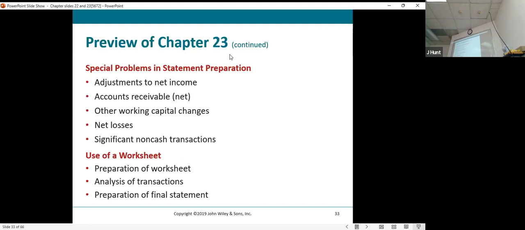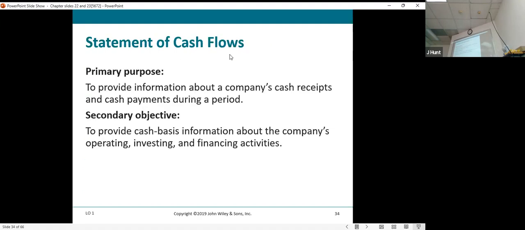So, some special problems. The chapter also talks about some challenges we have with preparing the statement, and then lastly, use of a worksheet. I've never actually used a worksheet to do a cash flow, but some persons do. So let's just get into some of the bare bones.